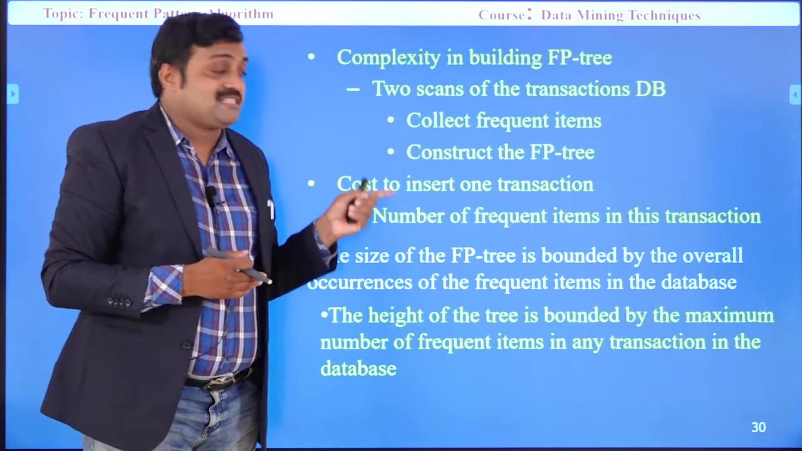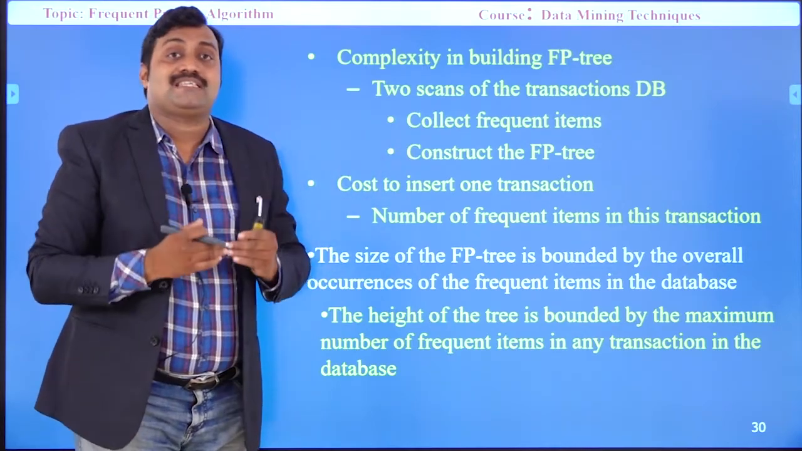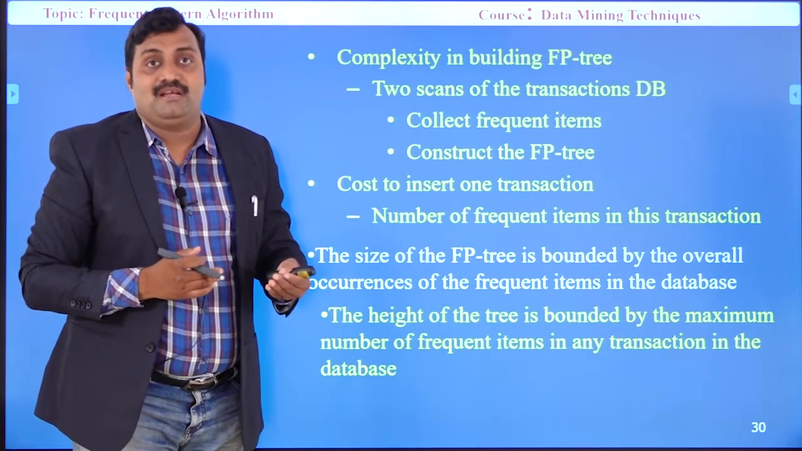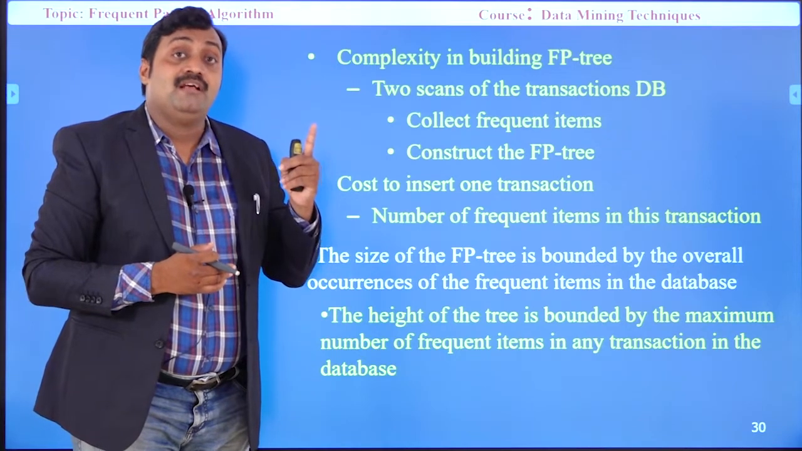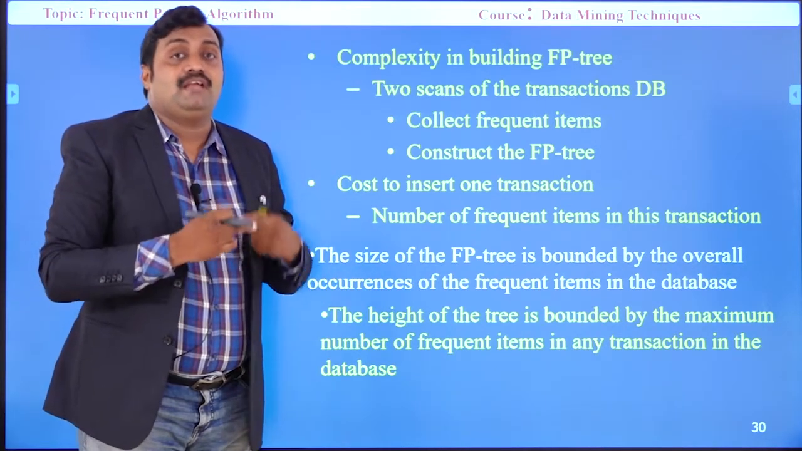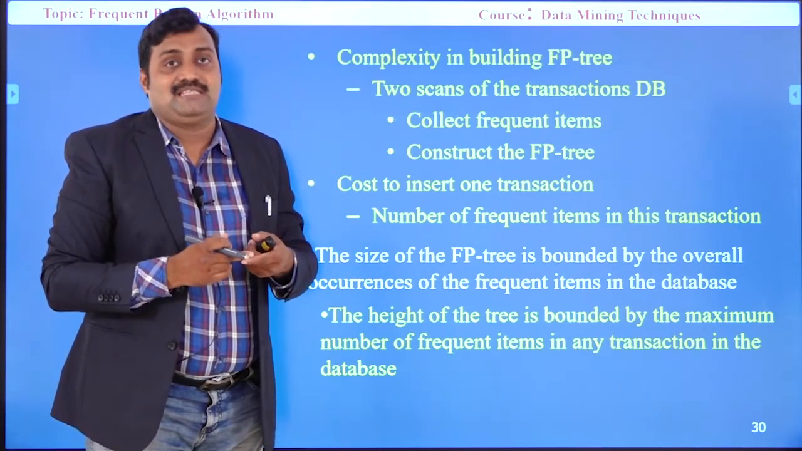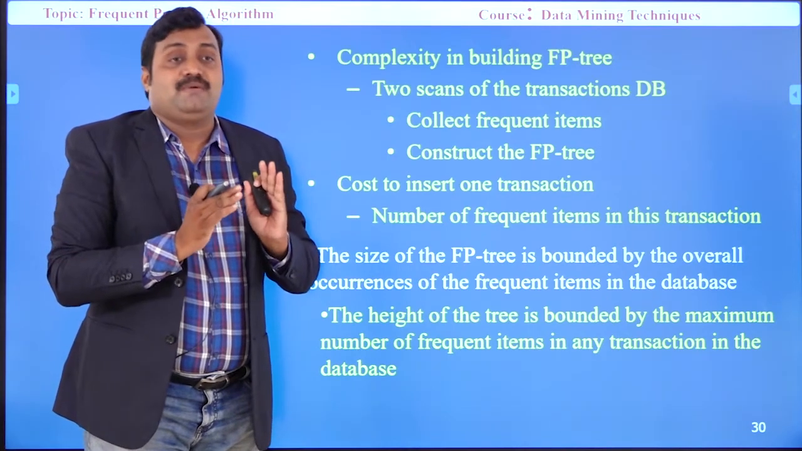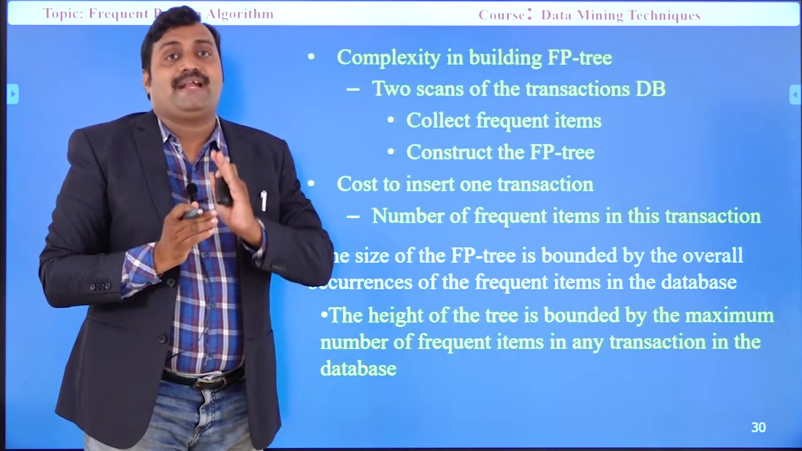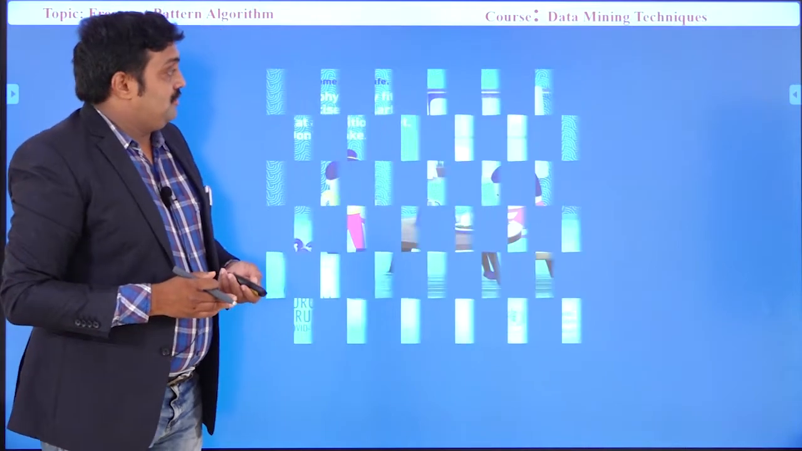And the advantage in FP is fewer scans, tree construction only once. But in Apriori, for every candidate generation, we need to do the scannings. This is the difference between Apriori and frequent pattern tree. Okay, thank you.